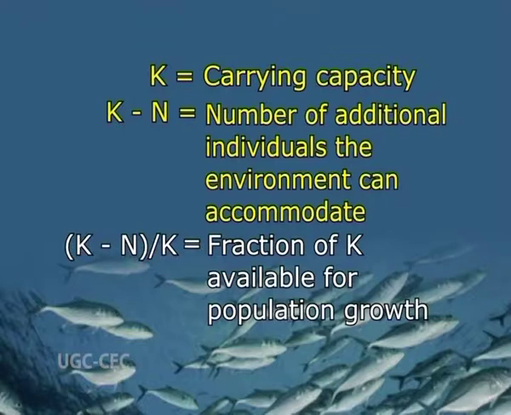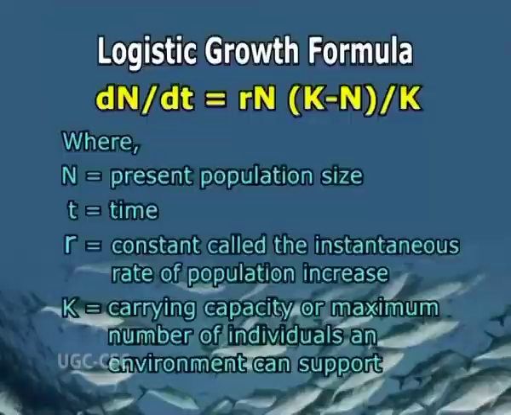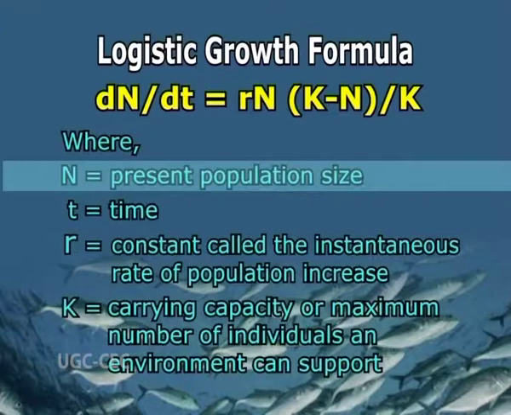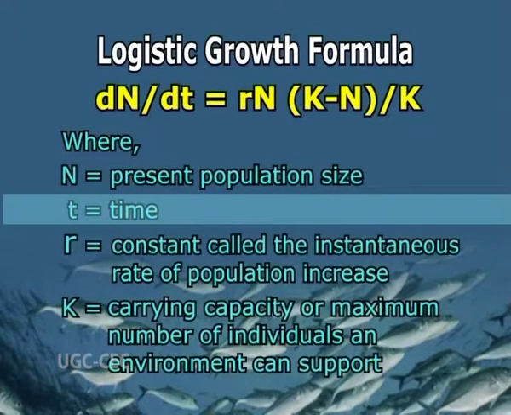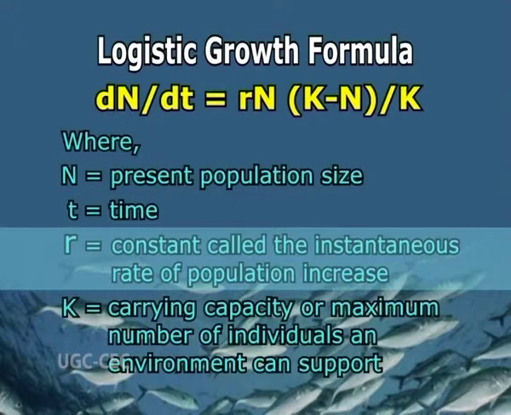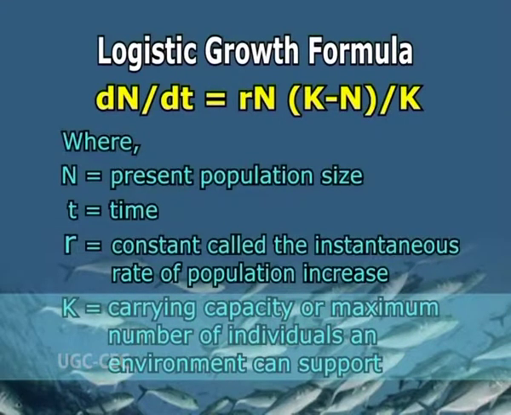By multiplying the instantaneous rate of increase R by (K minus N) by K, we modify the growth rate of the population as N increases. The logistic growth curve can be represented by the formula dN/dt = RN (K minus N)/K, where N is the present population size while t indicates time. R is a constant, called the instantaneous rate of population increase, while K is the carrying capacity, or maximum number of individuals an environment can support.